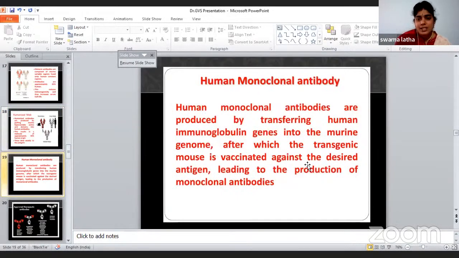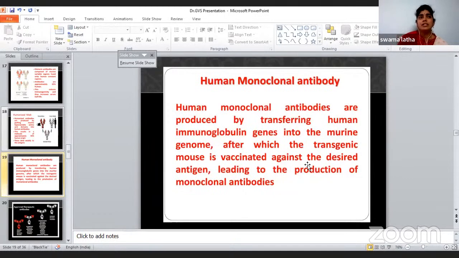And the research has not stopped there itself. It has further moved to produce a complete human monoclonal antibody. What do we mean by that? A complete human monoclonal antibody is nothing but, we have been collecting an immunoglobulin gene.